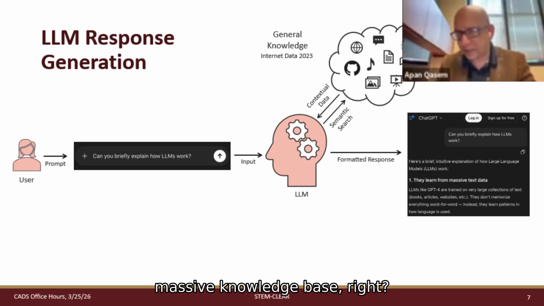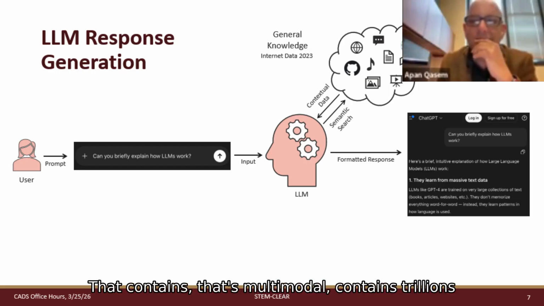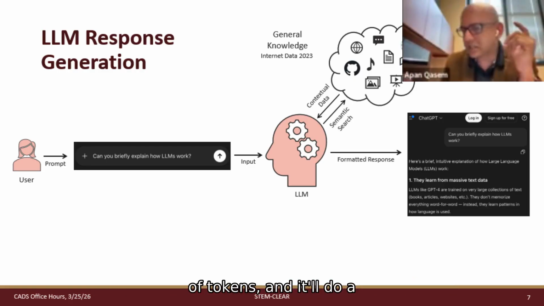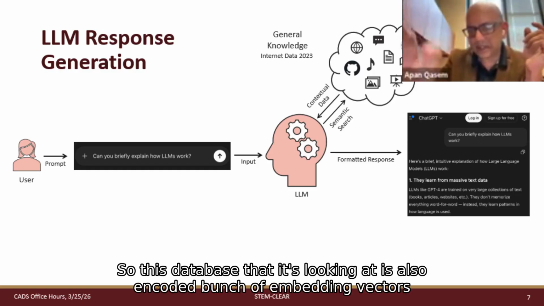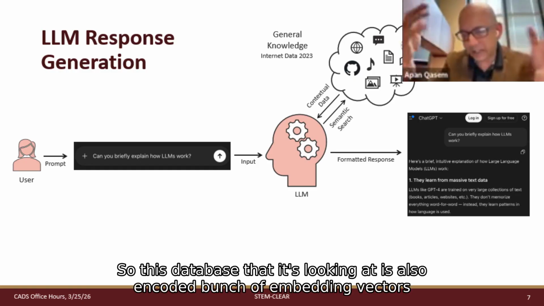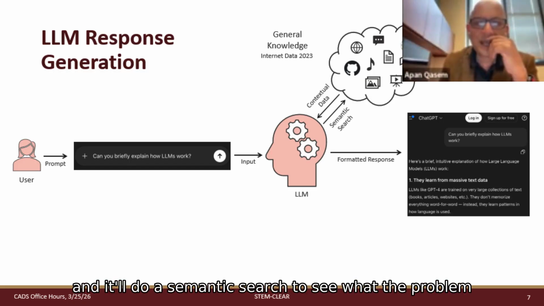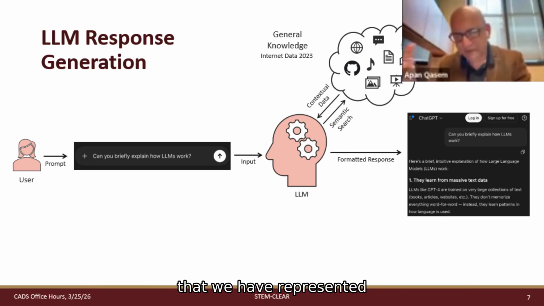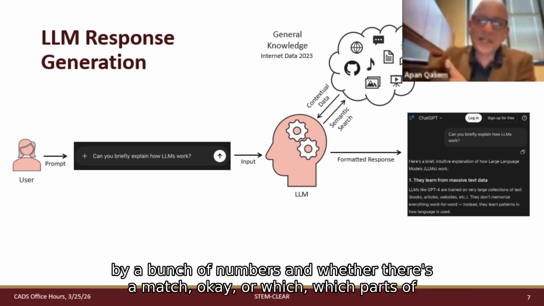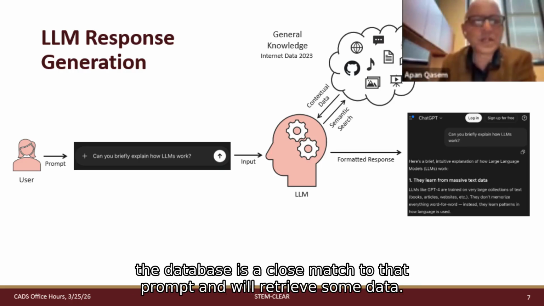And then the LLM will query its massive knowledge base, right? That's multimodal, contains trillions of tokens, and it'll do a semantic search. This database that it's looking at is also encoded, a bunch of embedding vectors, and it'll do a semantic search to see whether the prompt that we have, represented by a bunch of numbers, has a match, or which parts of the database are a close match to that prompt, and it'll retrieve some data.